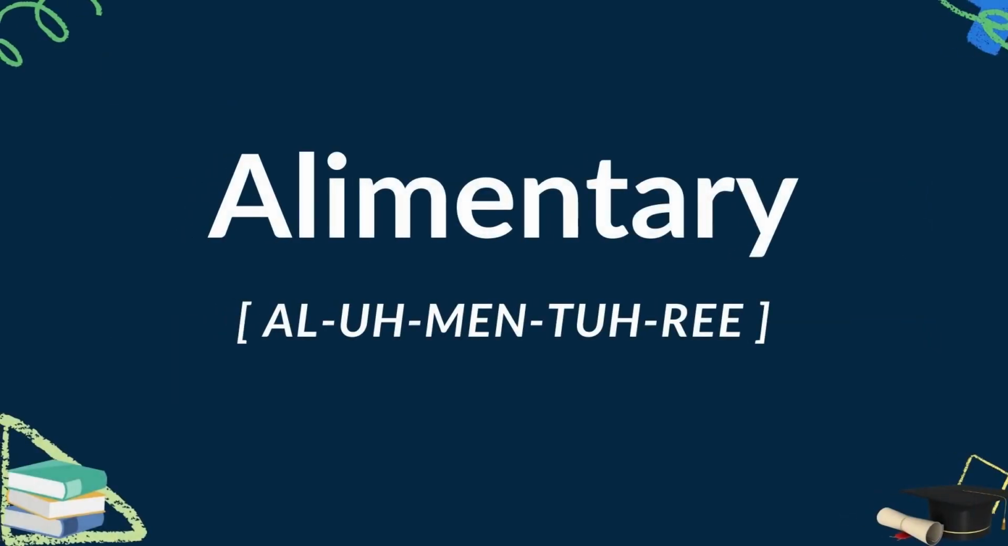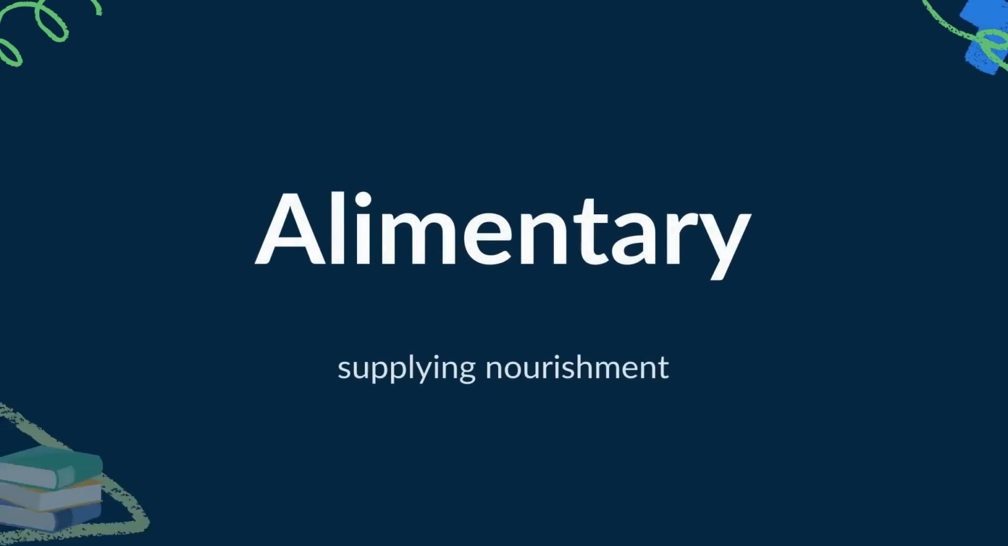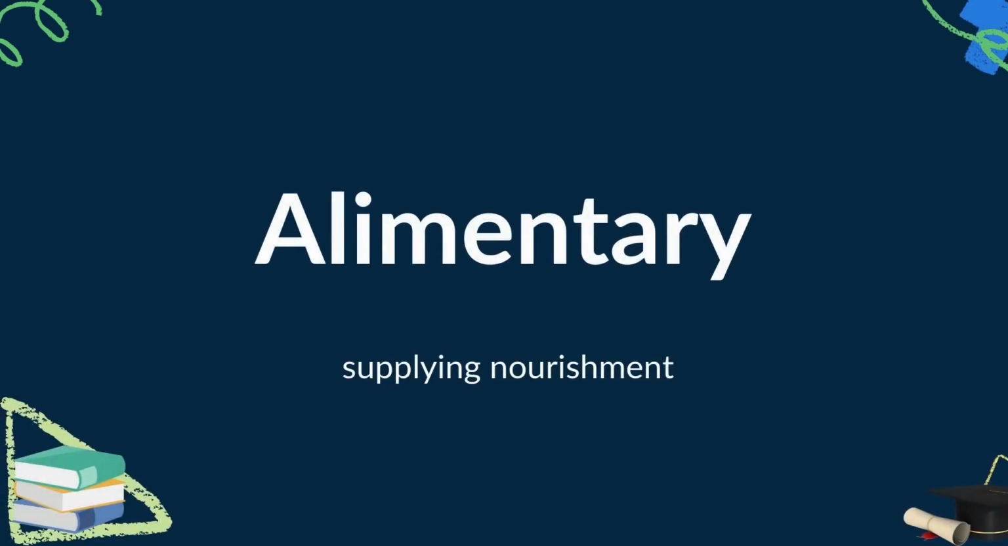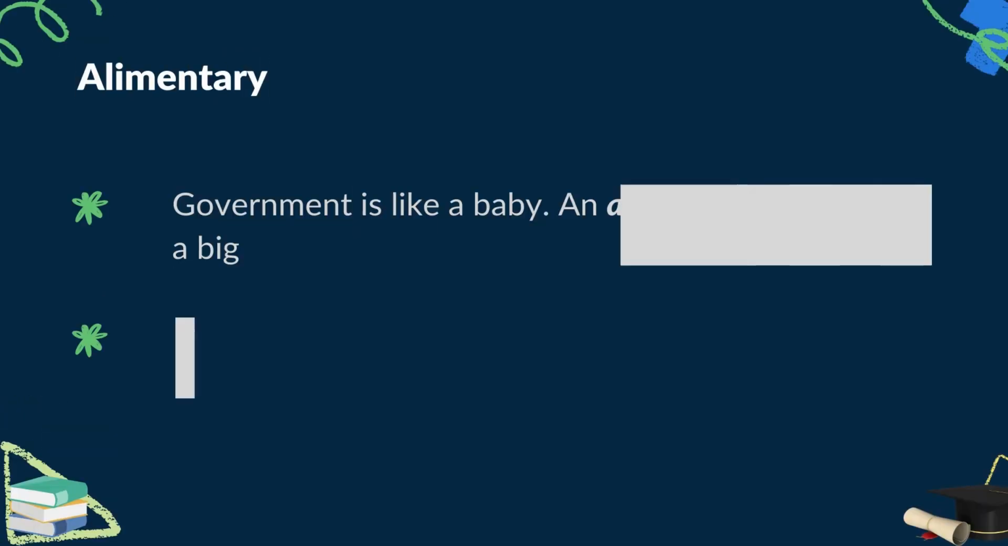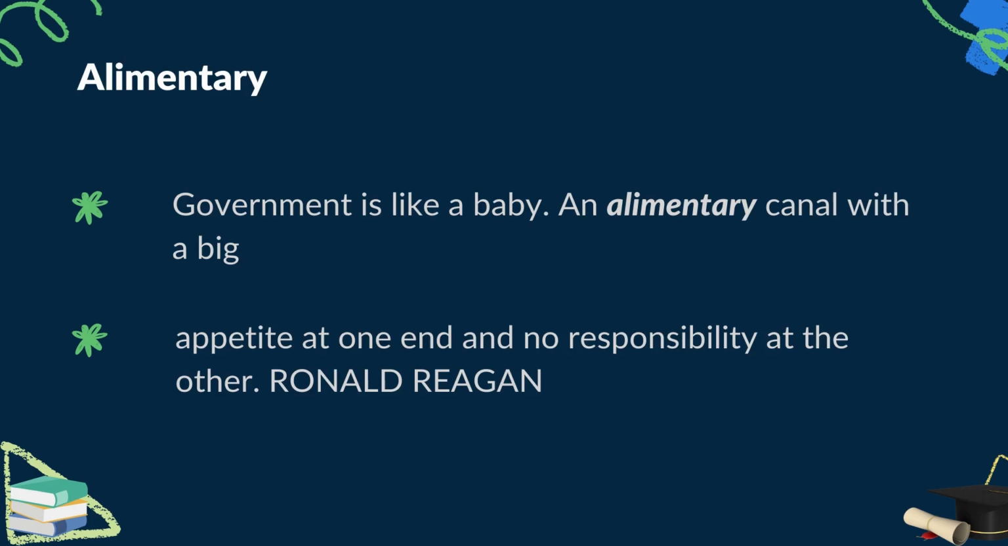The next word is alimentary. Alimentary means supplying nourishment. Here are some ways you can use the word in a sentence. 1. This system is mainly a long tube, called the alimentary canal. 2. The alimentary canal in our bodies is so named because digestion of foods occurs there.